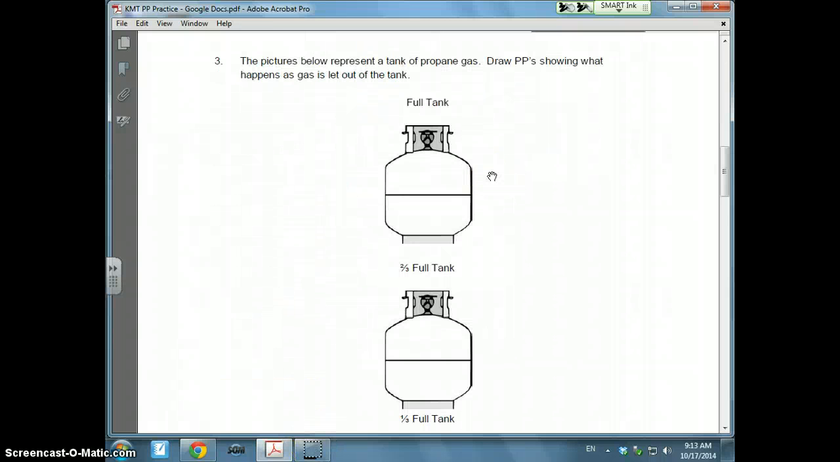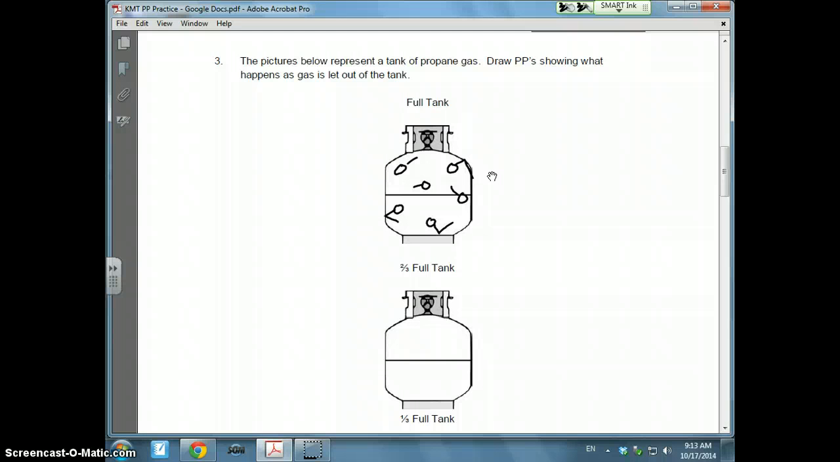Let's take a look at the second page here. Full tank propane gas. Okay, now this one is about pressure here. So I'm going to show a few more, and I'm going to show that this one bounced off, and this one bounced off, and this one bounced off. That way I have 3 pressure events happening here.